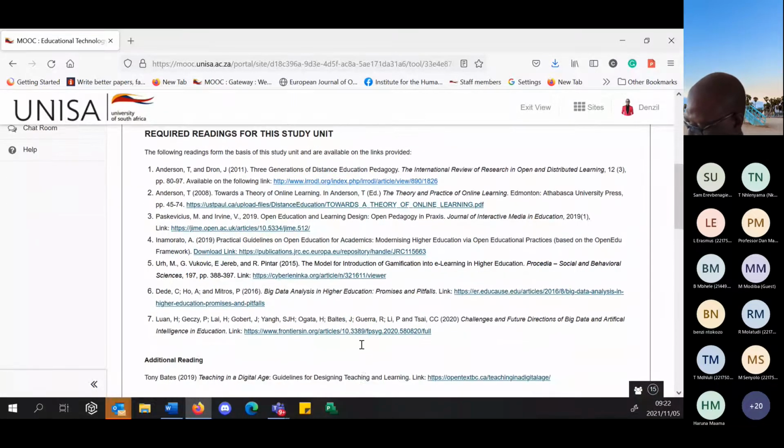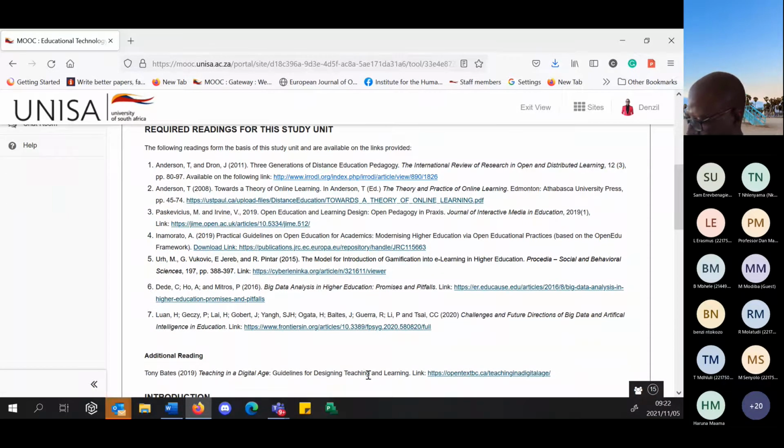Now, these readings are not very long. These are normal, traditional readings, and some of these papers are a bit short as well. So you've got the one by Anderson and Dron on 3 generations of distance education pedagogy, but more specifically how he unpacks what pedagogy means.